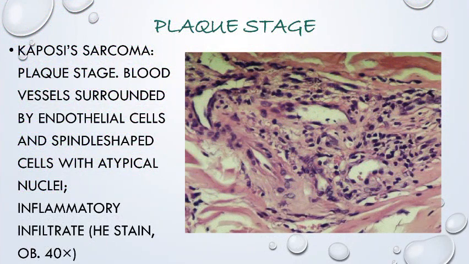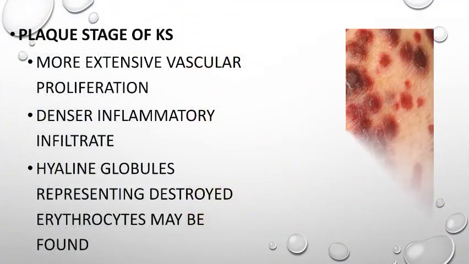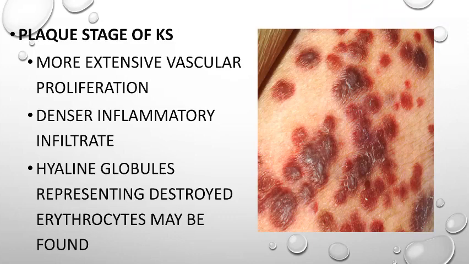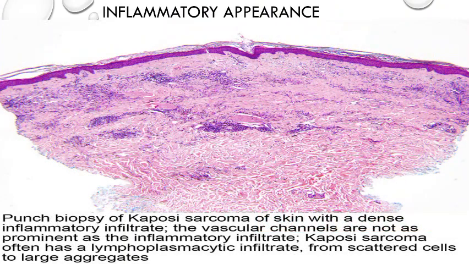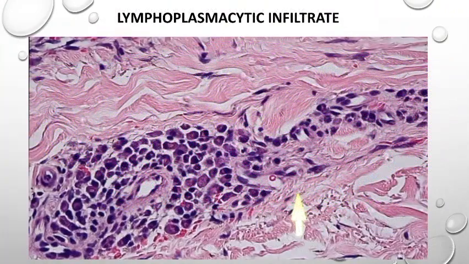Plaque stage. In the plaque stage, we can see blood vessels surrounded by endothelial cells and spindle shaped cells with atypical nuclei and inflammatory infiltrate. Plaque stage of Kaposi sarcoma: more extensive vascular proliferation, dense inflammatory infiltrate, hyaline globules representing destroyed erythrocytes may be found. In this low magnification, we can see dense inflammatory infiltrate. And in this higher magnification, we can more clearly see lymphoplasmacytic infiltrate.